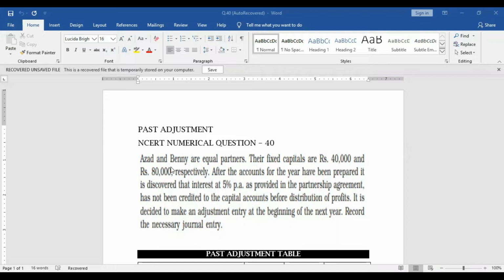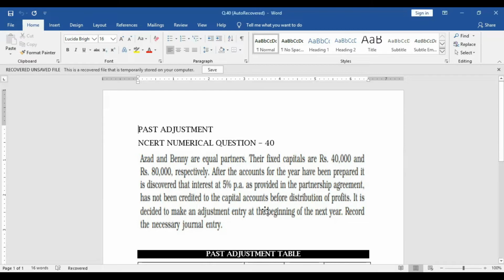After the accounts for the year have been prepared, it is discovered that interest at 5% per annum as provided in the partnership agreement has not been credited to the capital accounts before distribution of profit. It is decided to make an adjustment entry at the beginning of the next year, record the necessary journal entry.